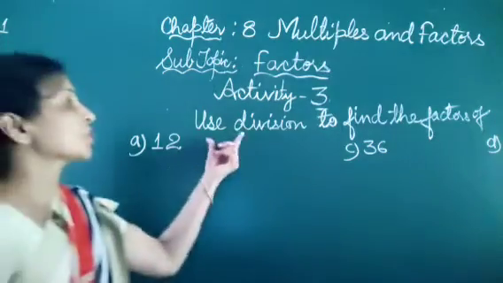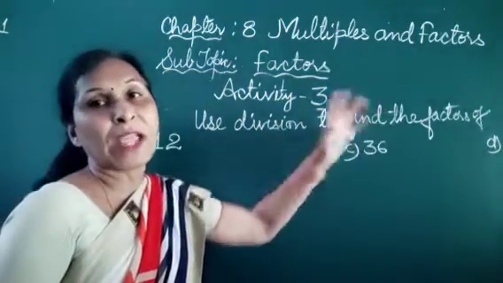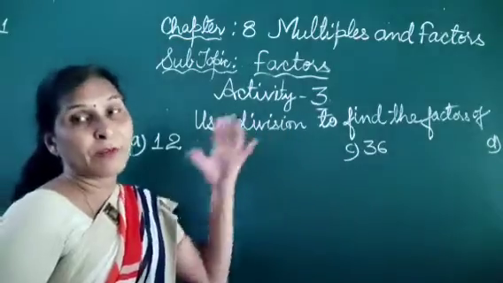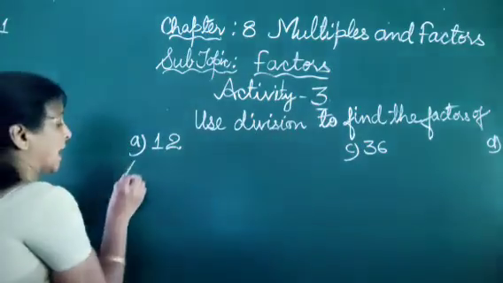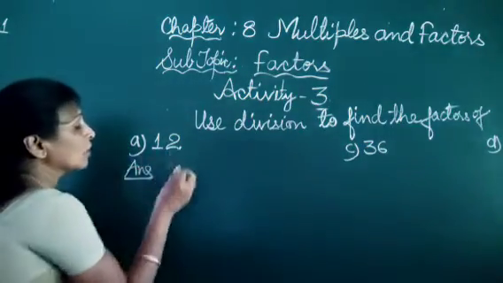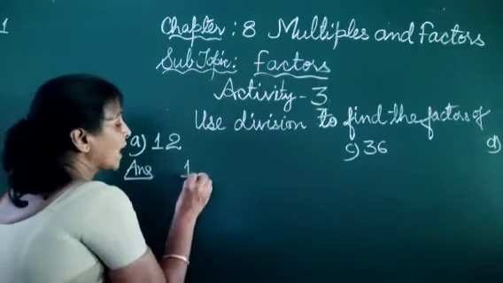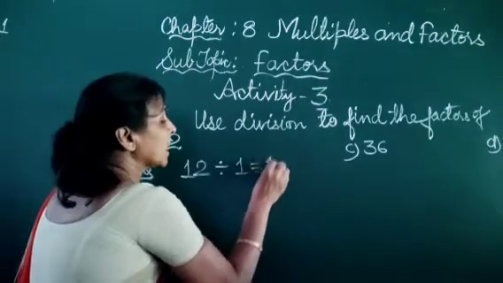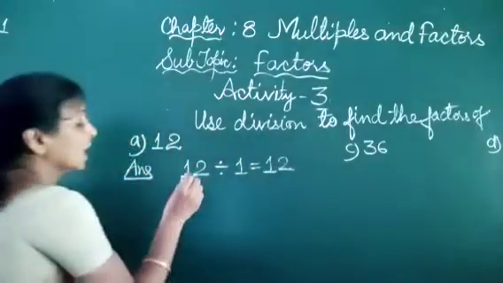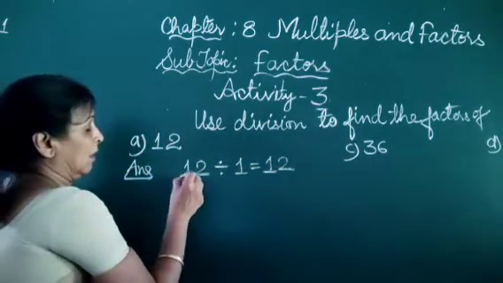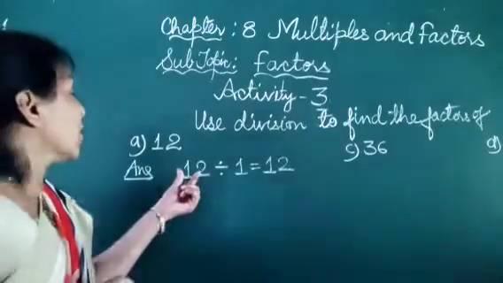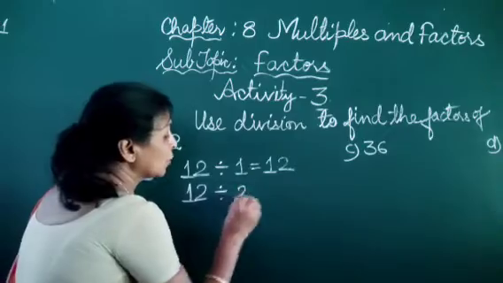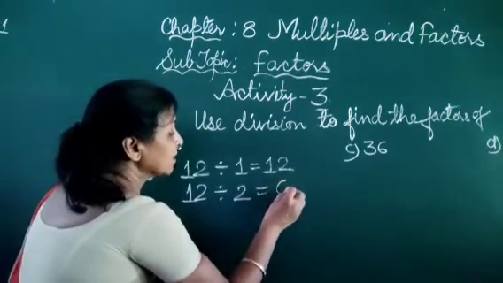Now the next question, use division to find the factors of 12. By division we can find out the factors of 12. Now how we will find out? First, 12 is divided by 1, then we get 12. Then the next we can take 12 divided by 2, then 6 comes.